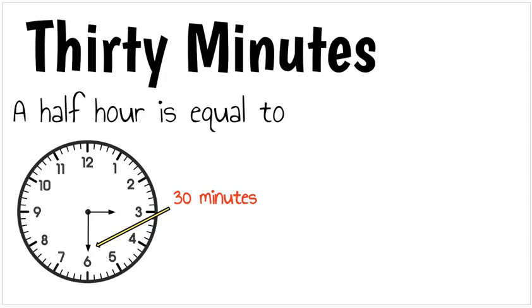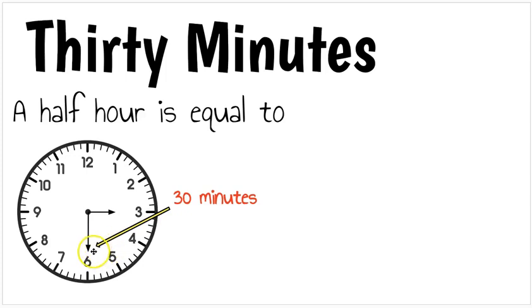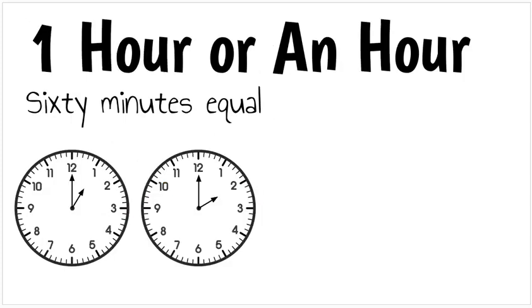Next, we have 30 minutes. A half hour is equal to 30 minutes. And you can see here that the minute hand has changed from pointing at the 12 to pointing at the 6. It's moved 30 minutes. That's half an hour. 5, 10, 15, 20, 25, 30. So a half hour is equal to 30 minutes.